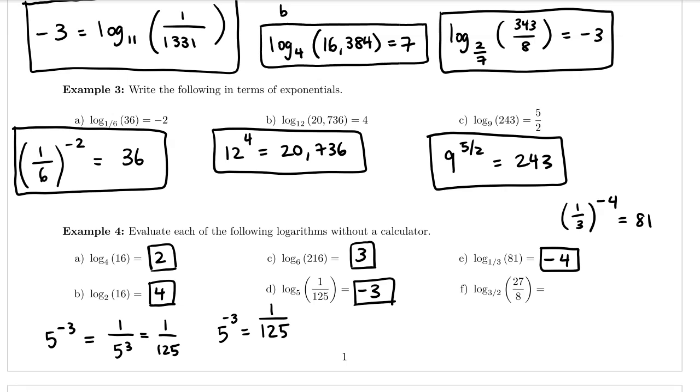All right, last one, I want to say 3/2 to what power gives us 27/8. How am I getting this? Well, the way that exponents work, I can distribute that exponent to each the numerator and the denominator. So that's another way of saying 3 to what power over 2 to what power gives us 27/8. I know that 3 cubed gives me 27 and 2 cubed gives me 8. So the value here is 3.